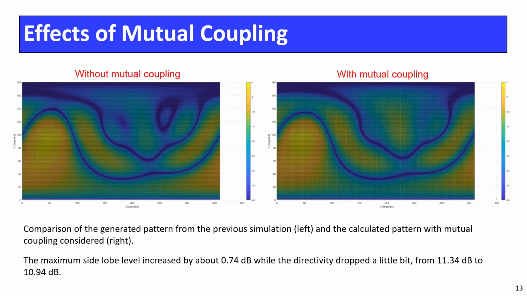In this slide, we see the results from the simulation we performed earlier on the left and the calculated pattern when coupling effects are accounted for on the right. At least visually, we see little difference between the 3D patterns except on some patch around the phi equals 260 degrees and theta equals 130 degrees direction. The maximum side lobe level increased by just about 0.74 decibels, while the directivity dropped a little bit from 11.34 dB to 10.94 dB.